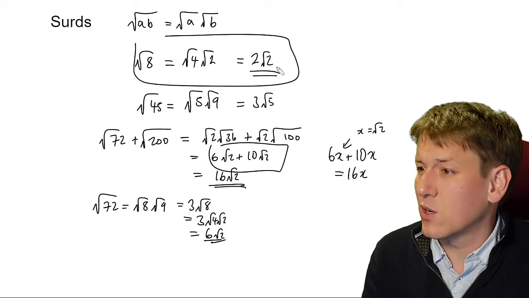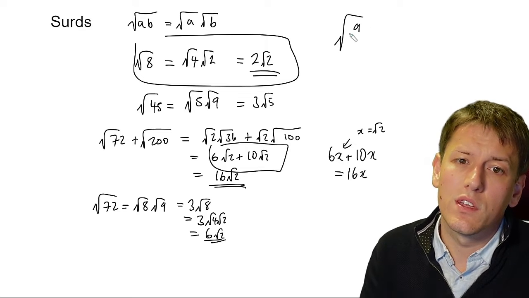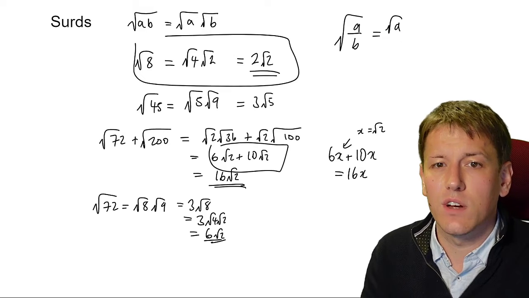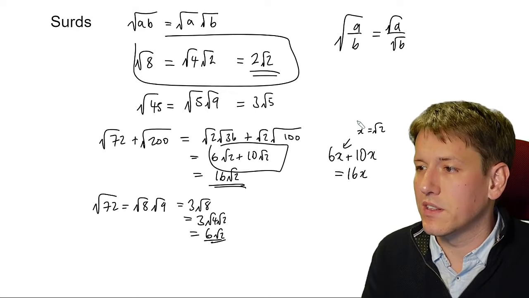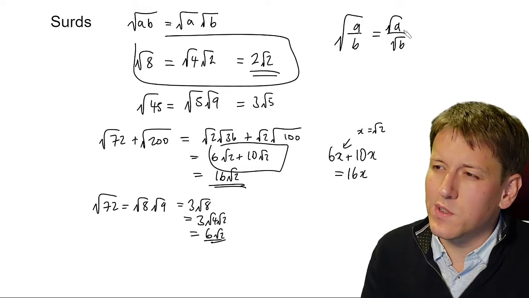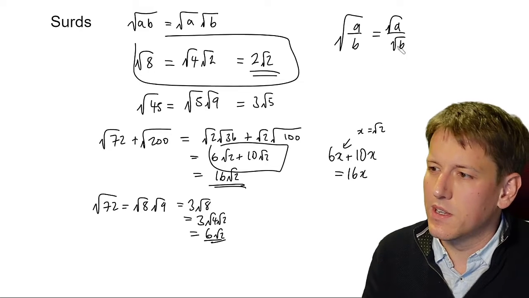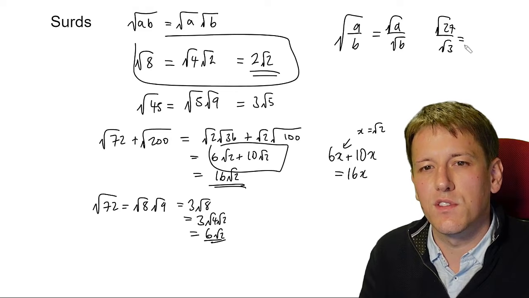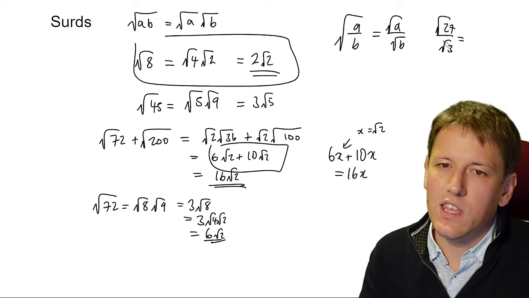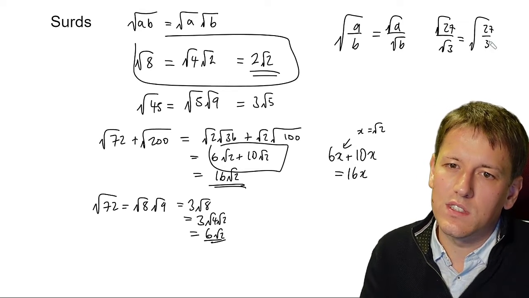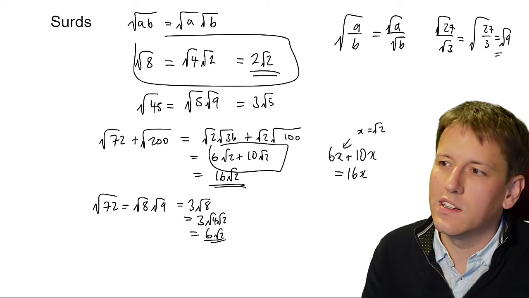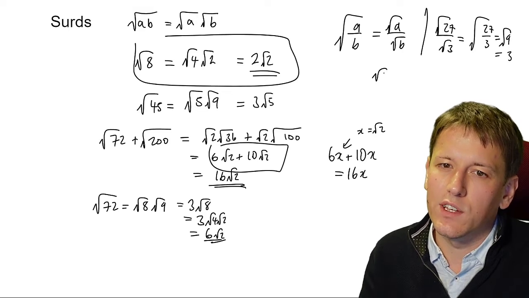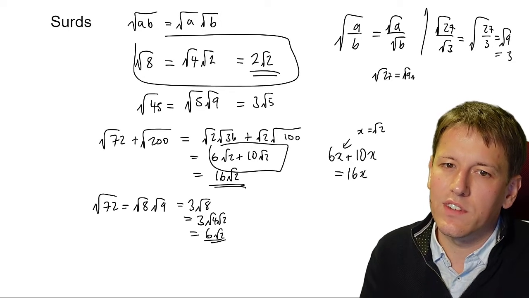One other consequence of this multiplication result here is that there's an equivalent one for division. So if I have the square root of a divided by b, for exactly the same sort of reason, I can write this as the square root of a divided by the square root of b as well. So sometimes we might use this to do some simplifications as well. For example, if I had something like the square root of 27 over the square root of 3, I could just say, that's the square root of 27 over 3, which is the square root of 9, which is equal to 3.